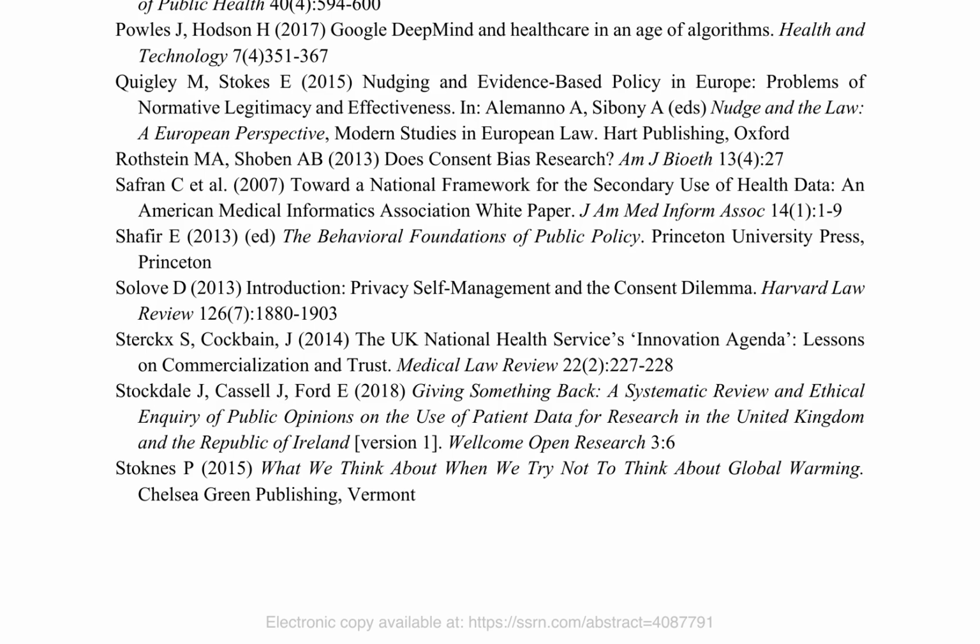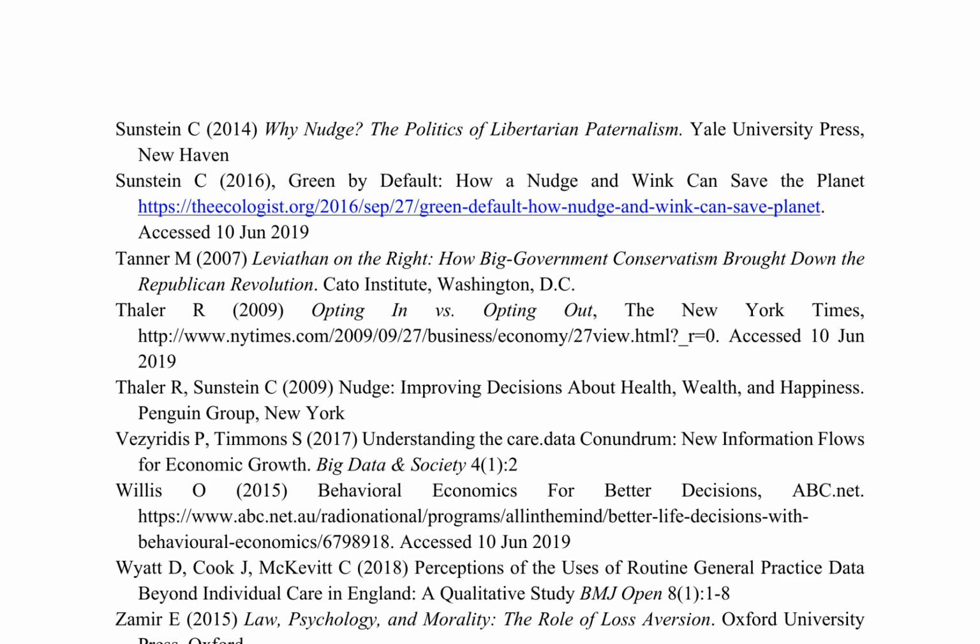The role of behavioral economics in shaping policy decisions is emphasized, with a focus on nudging and opt-out strategies, as illustrated by the works of Thaler, Sunstein, and others. The compilation delves into the complexities of consent, trust, and public perceptions regarding the use of health data for research, underscoring the need for transparent and ethical approaches to data collection, storage, and analysis.